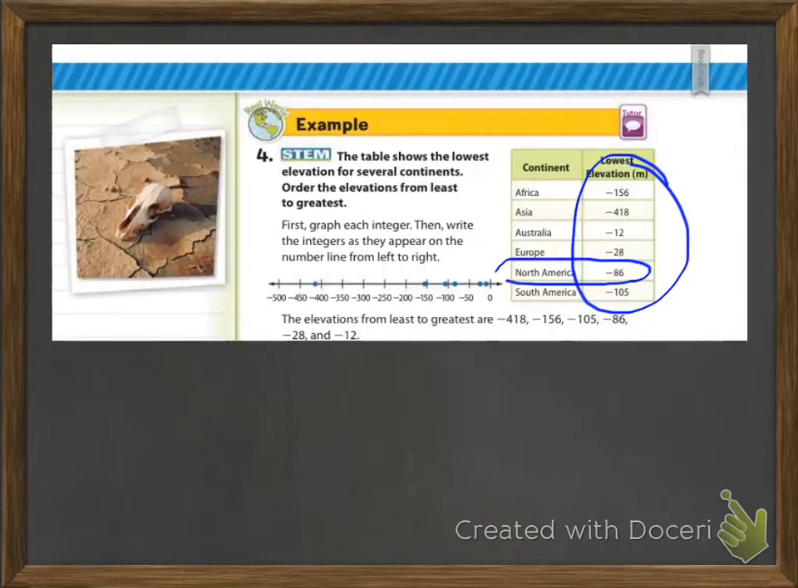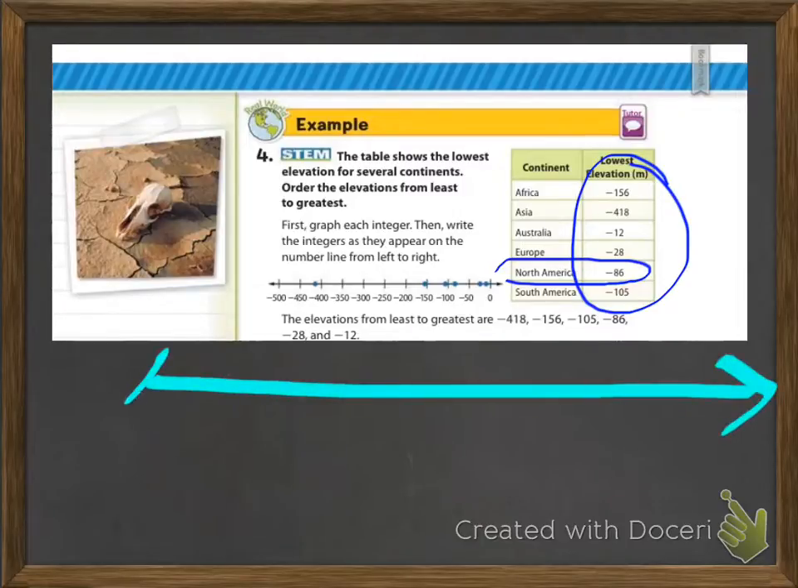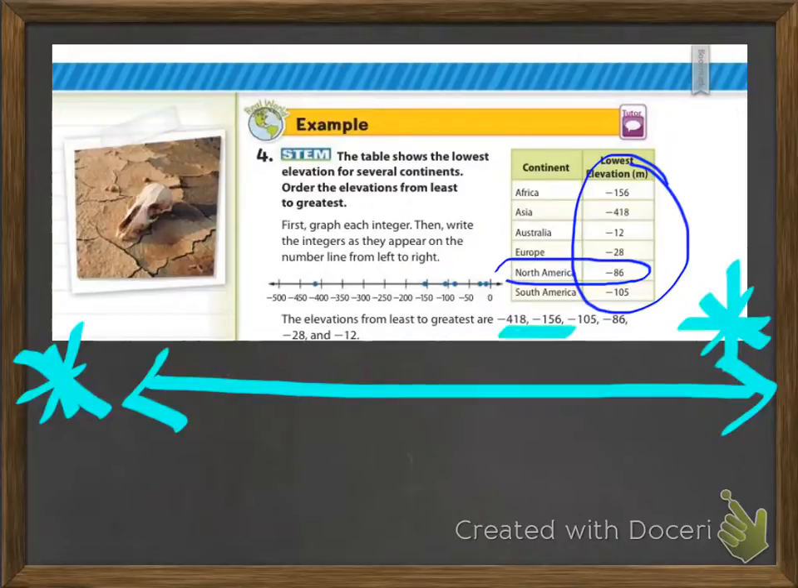Now remember, if you're going to graph these on a number line, pretend this is your number line right here. The numbers that are over on the left are smaller than any number that's over on the right. So look to see how they came up with these numbers. Negative 418 is so much smaller than negative 156, which is smaller than negative 105, which is smaller than negative 86, which is smaller than negative 28, which is smaller than negative 12. So that is the correct order on those.